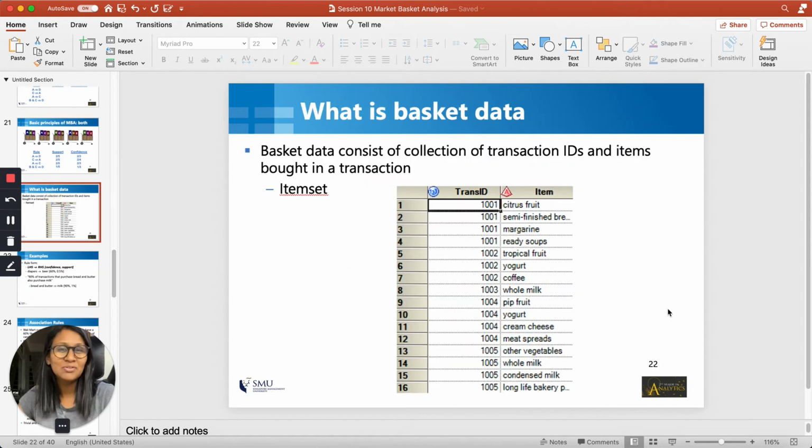So now, talking about the type of data that we need to do association analysis. Essentially the type of data that we will need is a transaction ID that represents the receipt or the transaction which we have in our data, and the items that are purchased as a part of that transaction. So that is called the basket data. That is the data that we need to find the association rules.